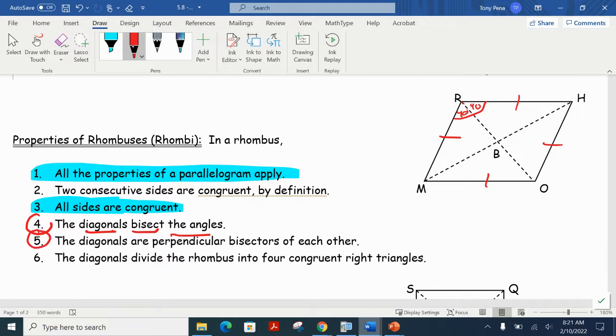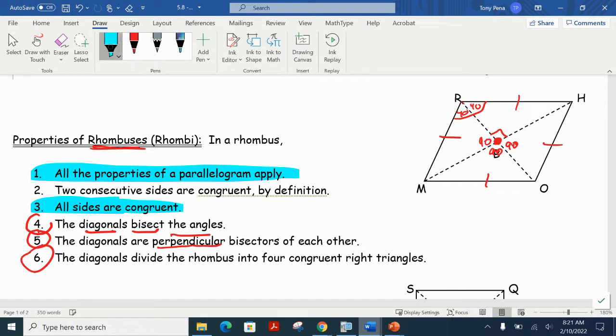Five. The diagonals are perpendicular bisectors of each other. From a parallelogram, we know this is the midpoint. So we already know our diagonals bisect each other. If it is a rhombus, they're also perpendicular to each other. So that means this angle right here is a 90-degree angle, as well as every other one of those angles where the diagonals bisect each other. All right.